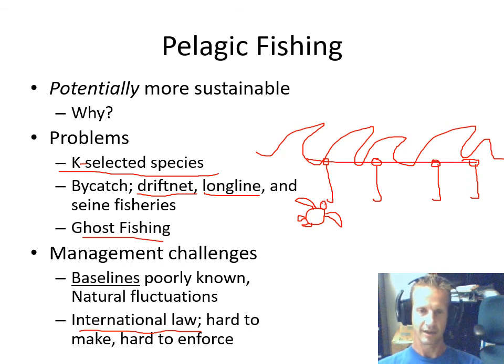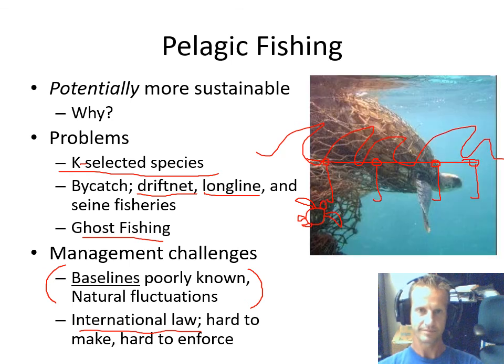Another problem is, setting limits on how many fish can be caught is tough, because a lot of times we don't know what the normal historical amounts of those fish were. Also, maybe it's one species of fish, but the population stretches across the whole ocean, and different nations are catching those fish, and it's just really, really hard to regulate that kind of activity. This is a picture of an unfortunate sea turtle that is ensnared in a drift net that's gotten loose.